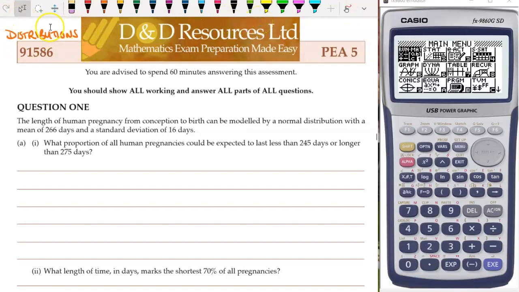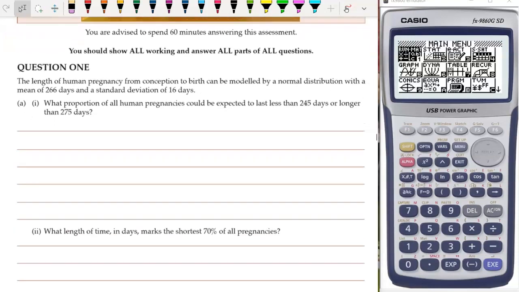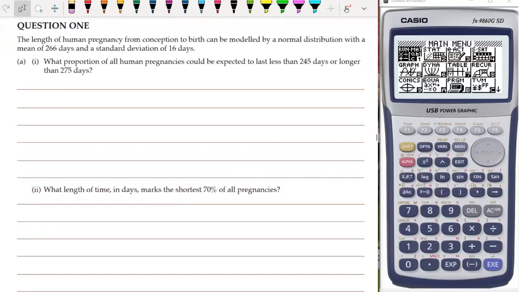Okay, so this one is for distributions. It's practice external assessment number 5 from their booklet. Okay, so on to question 1.